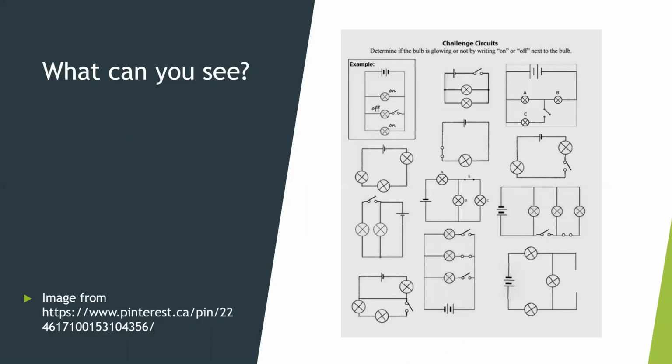So what do you see here? What types of circuits do you see? Yeah, so there's both individual series circuits, there's both individual parallel circuits, and there are circuits that combine both series and parallel. So this is what we're going to get into and what they can really look like.